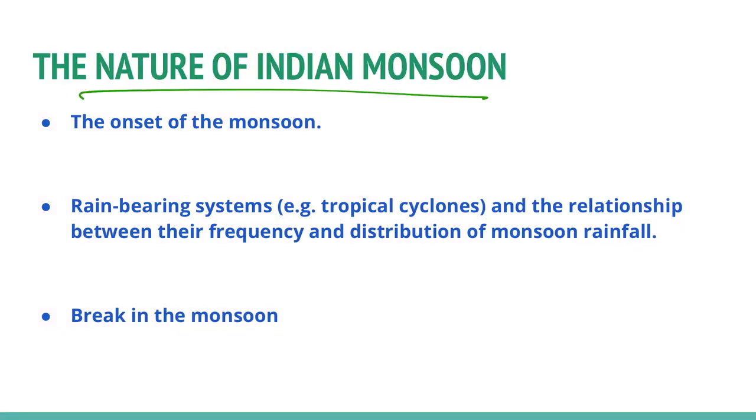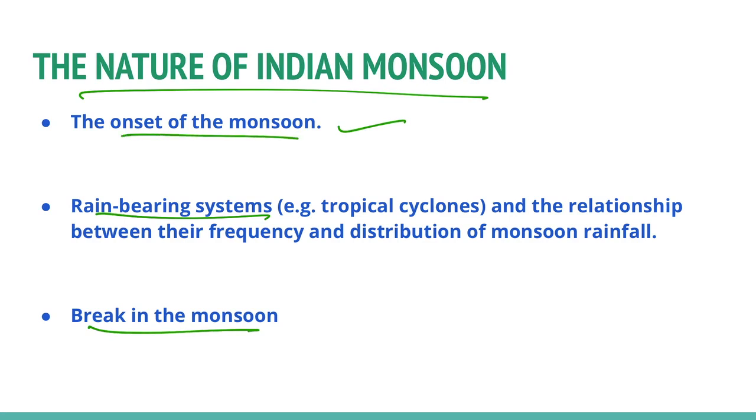The nature of Indian monsoon. Monsoon is traditionally defined as a seasonal reversing wind which is accompanied by corresponding changes in precipitation. But now it is used to describe seasonal changes in atmospheric circulation and precipitation, which are associated with the asymmetric heating of land and sea. The salient features of monsoon are the onset of the monsoon, rain-bearing systems, and break in the monsoon.